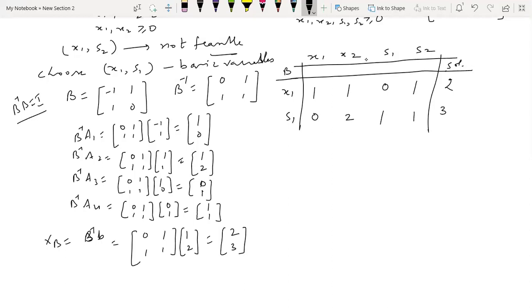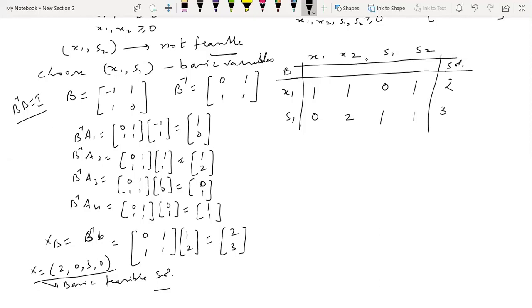So my complete solution has basic components and non-basic components. My basic feasible solution is 2, 0, 3, 0. Only 2, 3 is represented here, and it is assumed that we know the non-basic variables take the value 0, so there is no need to mention it anywhere. Only the variables depicted here have the values 2 and 3. The rest are non-basic variables with value 0, and the complete vector is represented like this.